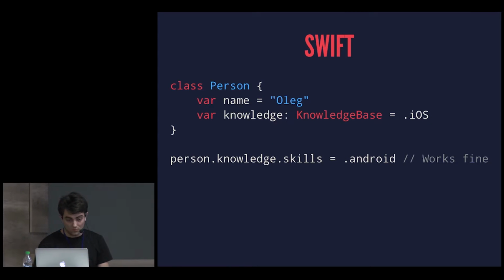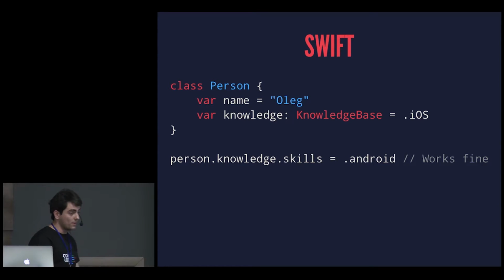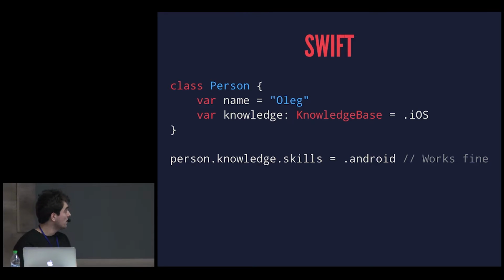And to bring some examples, let's see some mutable code here. And in Swift, we achieve this using classes and var variables. So say we have a person, and it has a name, and it's Oleg, our presenter, and he has a big knowledge base, which is iOS. And then we try to change his skills to Android, and it works completely fine, yeah, because it's mutable.